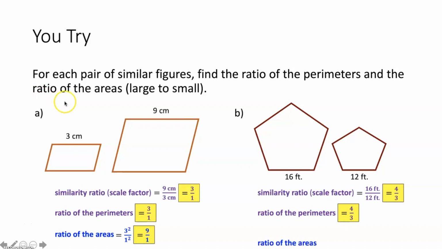Lastly, we want to find the ratio of the areas. Remember, the ratio of the areas is equal to the square of the similarity ratio or scale factor. So what is 4 squared over 3 squared? That's going to be 16 over 9. Meaning, if I were to find the area of the large pentagon and put that over the area of the smaller pentagon, simplify that ratio down, I would get 16 over 9.